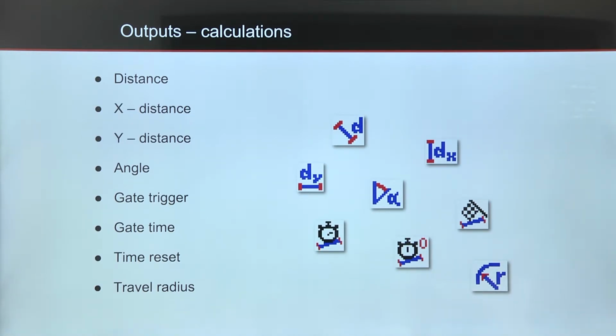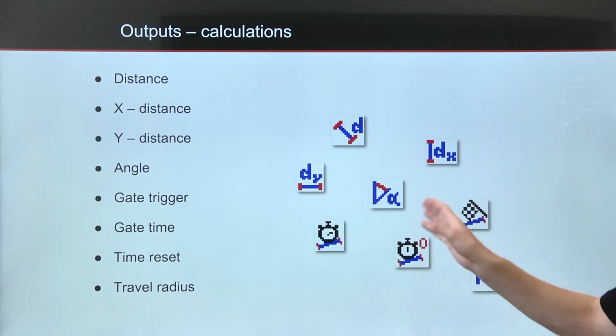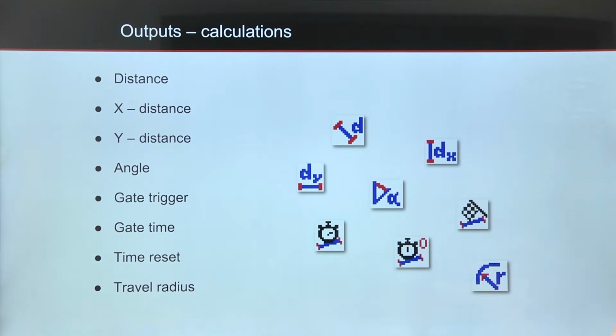If we are calculating the distance from the vehicle, the x direction will always be in front of the vehicle and the y direction on the right side of the vehicle if we are looking forwards. We also have calculations for angle. So for example, what is the angle of the vehicle towards the track?